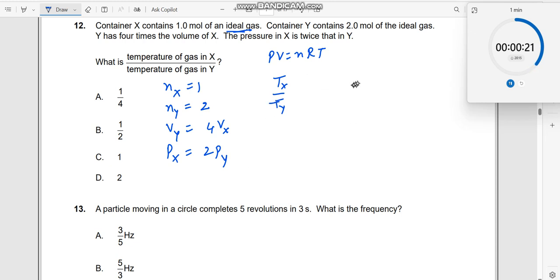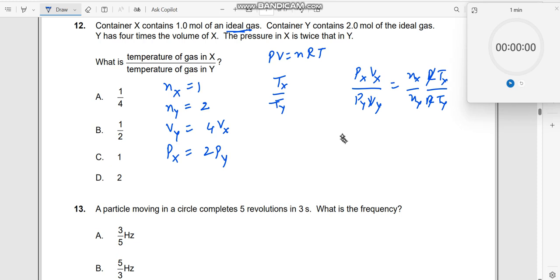So what we do is, first let us take Px Vx divided by Py Vy is equal to Nx by Ny into R Tx divided by R Ty. Therefore this R and R go away. Now what is Px? Px equals 2 times Py. We will keep one of them constant, the rest can be varied. So let us take Px equal to 2Py multiplied by Vx. What is Vx over here? Vx is Vy by 4, divided by Py and Vy.